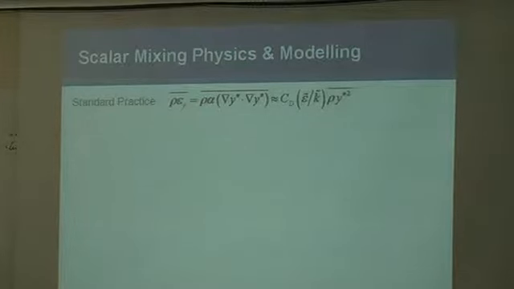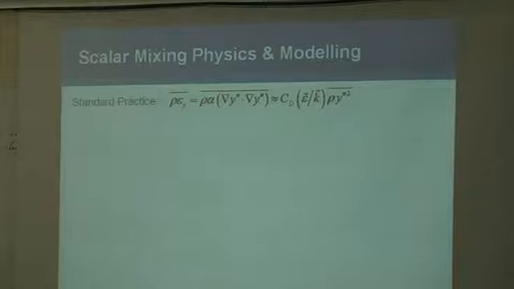If you look at it, the standard practice, what people do is they take the scalar dissipation rate and then relate it to the large scale time scale of the turbulence. K is the turbulent kinetic energy, epsilon is the turbulent kinetic energy dissipation rate, and then multiply it by the variance. CD is a model parameter, typically about 1.8 to 2.